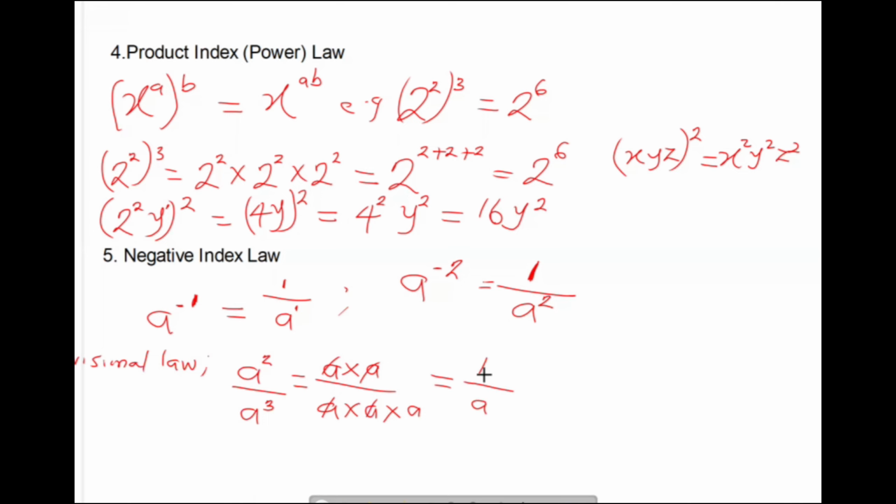That is when we use our conventional way. But when we use our division law, since it's a raised to the power of 2 divided by a raised to the power of 3, they have the same base, so you can pick one base and subtract the powers, 2 minus 3. And this gives us a raised to the power 2 minus 3, which is minus 1. So do you see that this one gives us minus 1, and this one is 1 over a? That means the answer here and the answer here has to be the same.